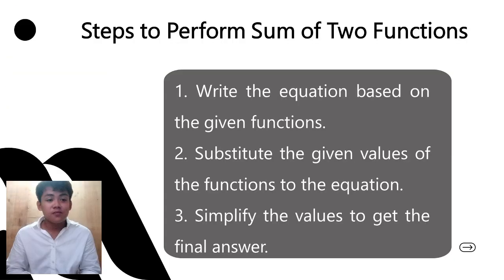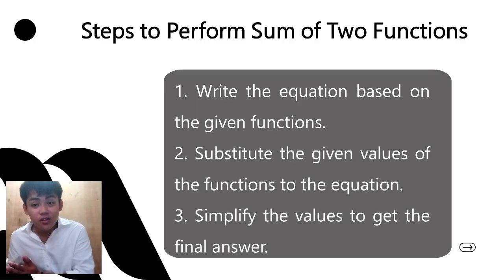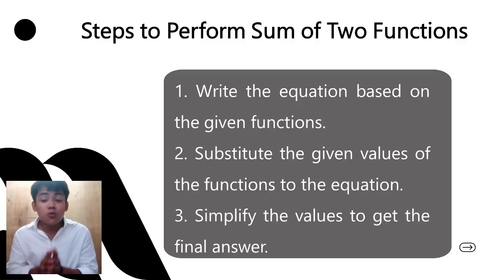For the sum of two functions we have the following steps. First, can you please read class? Write the equation based on the given functions. Second, substitute the given values of the functions to the equation. And third, simplify the values to get the final answer. Okay, can you take note of these steps class as they might be used later on throughout our discussion. So, are the steps clear class? Yes, sir. Okay, very good. Since there are no questions with regards to the steps, let's have an example.